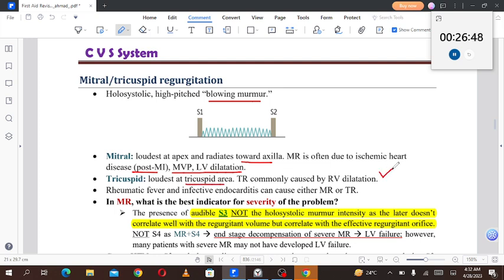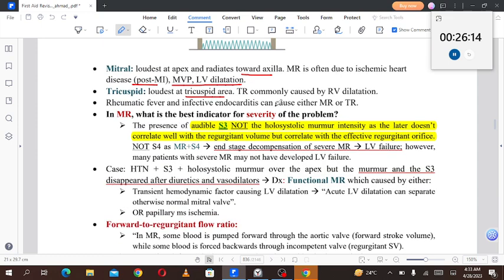If the right ventricle has dilated because of maybe systolic heart failure or dilated cardiomyopathy, and the ventricular size is increased, the cusps of the tricuspid valve will not be coapting with each other, so there is an opening between them and the blood can flow in a retrograde fashion, or reverse flow across the valve can be seen. So tricuspid regurgitation is loudest at the tricuspid area and commonly caused by right ventricular dilation, while mitral regurgitation is often caused by ischemic heart disease like post-MI, mitral valve prolapse, or left ventricular dilation. Rheumatic fever and infective endocarditis can cause either mitral regurgitation or tricuspid regurgitation.